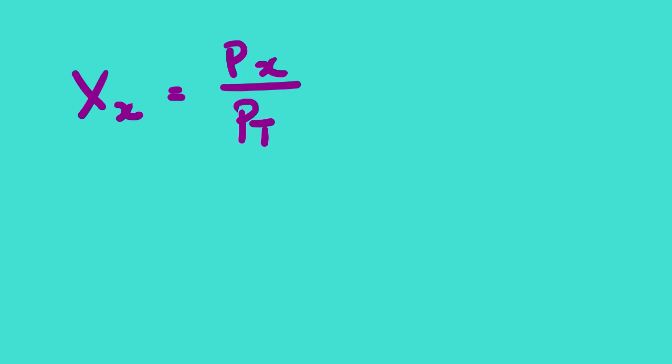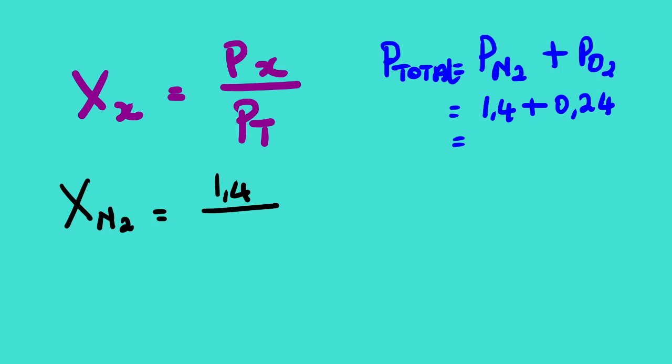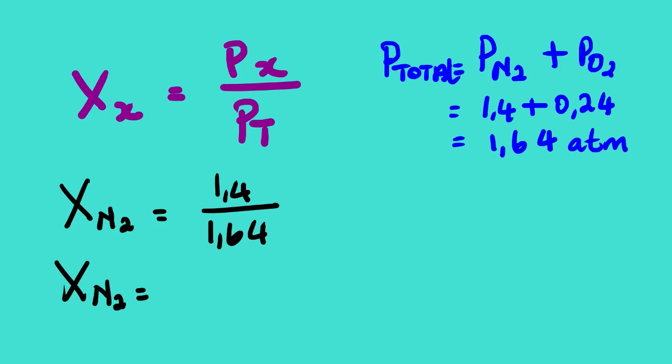So let us start with our nitrogen. X of N2, mole fraction of N2, equals our partial pressure of N2, which we are given as 1.4, divided by the total pressure. Let us quickly calculate it. P total equals PN2 plus PO2, so 1.4 plus 0.25. This will give us 1.64 atm. So this is our total pressure. So we have the partial pressure of nitrogen as 1.4 divided by 1.64, and then we get that our mole fraction is 0.85.